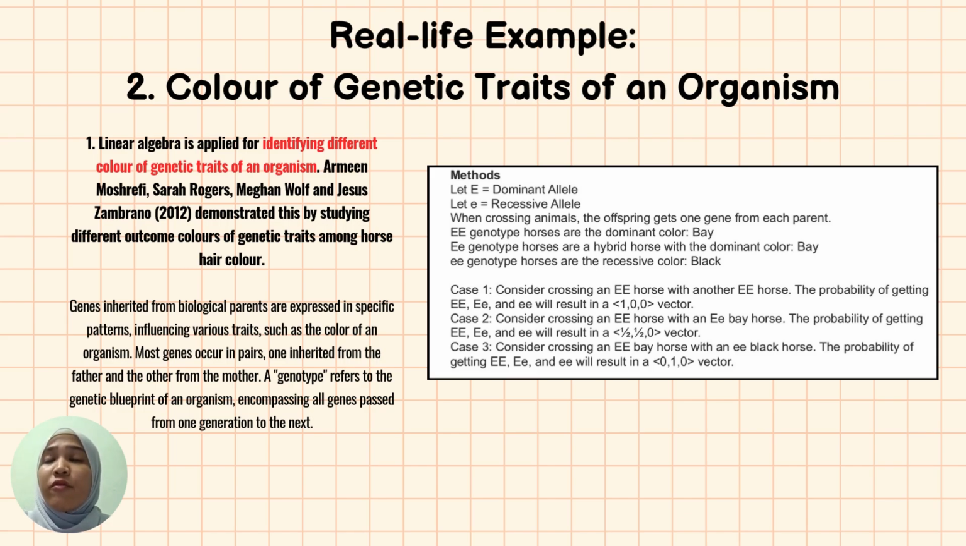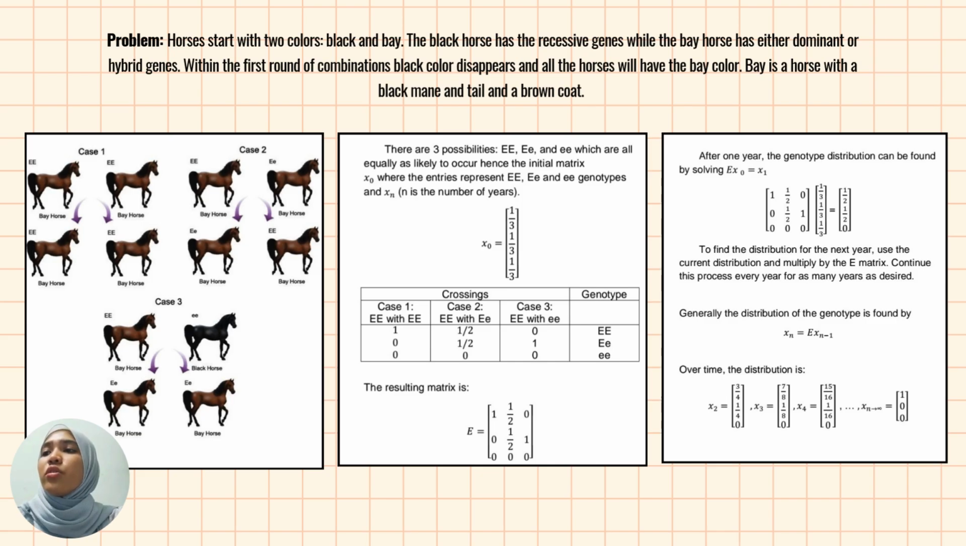For case 1, we consider crossing double capital E with another double capital E. The probabilities of getting double capital E, capital E small e, and double small e result in the vector (1, 0, 0). For case 2, double capital E with capital E small e bay horse, the probability gives the vector (1/2, 1/2, 0). And case 3 considers crossing double capital E with double small e, so the probability of getting the vector (0, 1, 0).